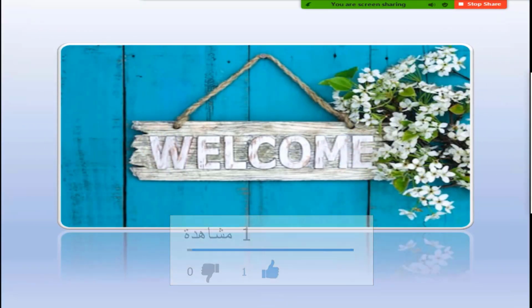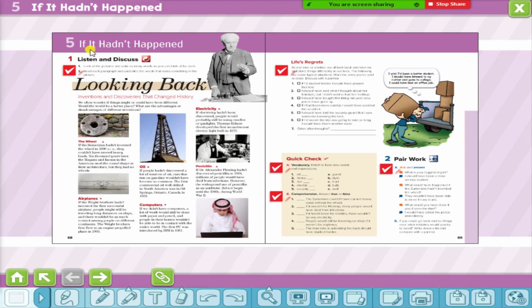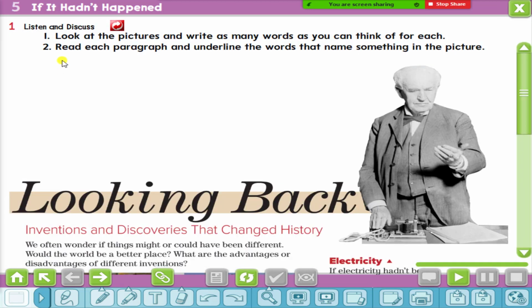We will study Unit 5, If It Hadn't Happened. Okay. Lesson 1, Listen and Discuss, page 59. Look at the pictures and write as many words as you can think of for each. Read each paragraph and underline the words that name something in the picture.